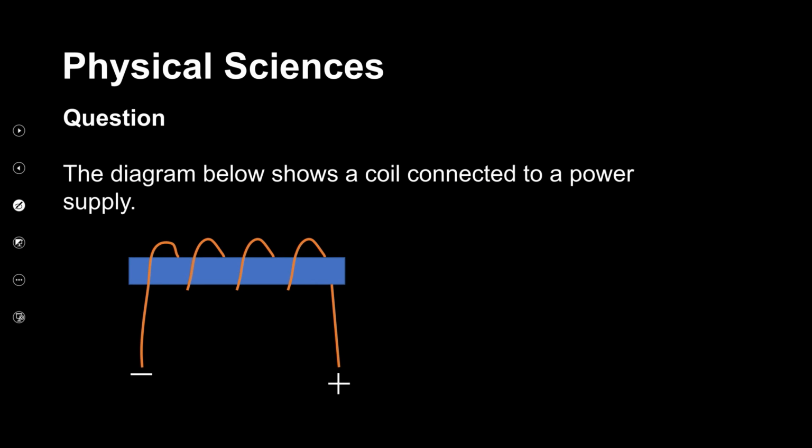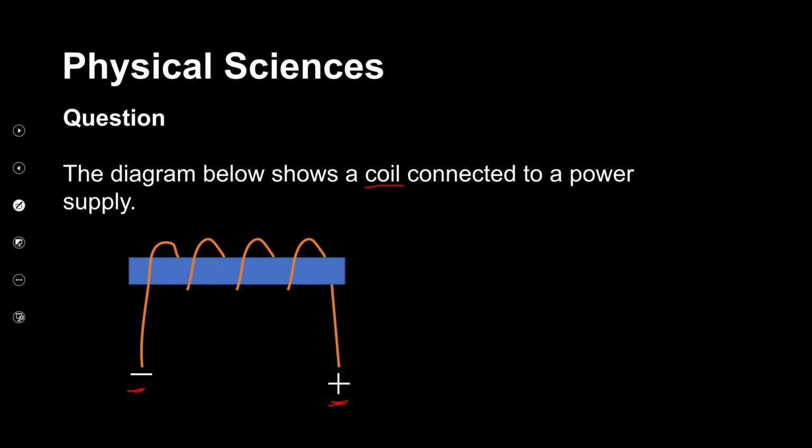So here, first of all, in this question, we've got the diagram shows a coil that's connected to a power supply. And the power supply is indicated by that positive terminal and that negative terminal.